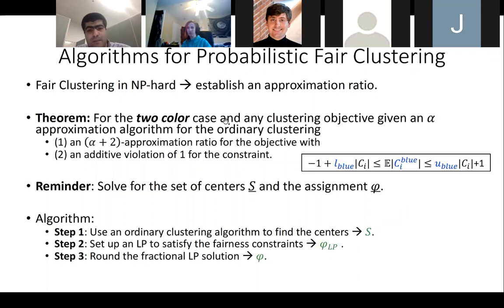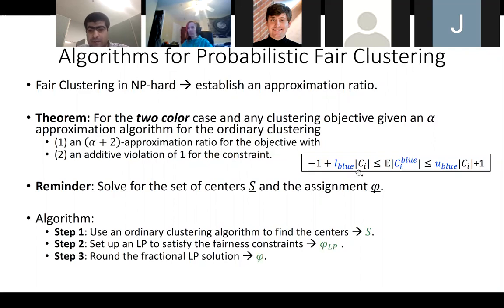It says for the two-color case and any clustering objective, if we have an alpha approximation algorithm for the ordinary problem, the problem that is fairness agnostic, then we can get an alpha plus 2 approximation ratio for the objective, okay? And when it comes to the fairness constraint, we have an additive violation of 1. So we don't actually satisfy the fairness constraint exactly, we violate it by 1.